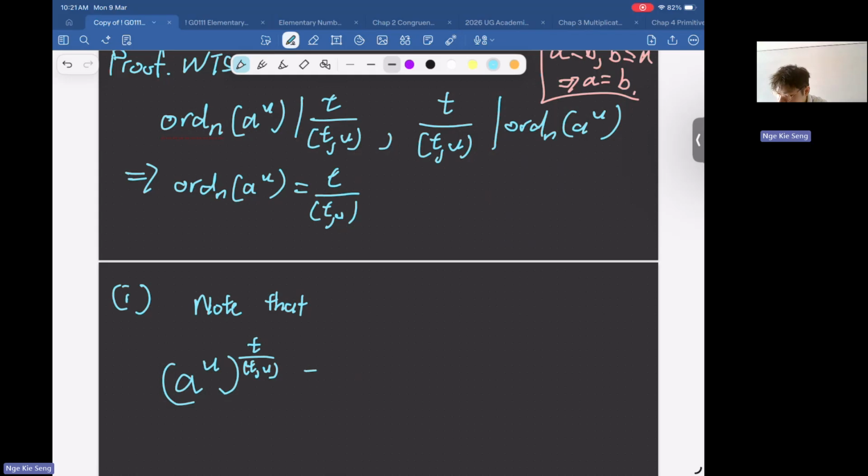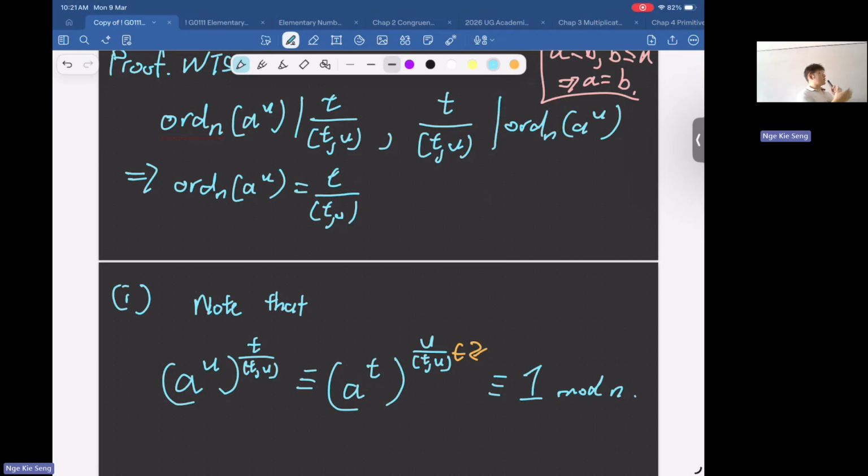Well, we can swap this around, right? It becomes A^T to the power of U over GCD(T, U). But this part here is just an integer, correct or not? You divide by your GCD. But then what is A^T? By assumption, the order of A is T, right? So this means the inner part will evaluate to 1. 1 to everything is just 1. So this is 1.